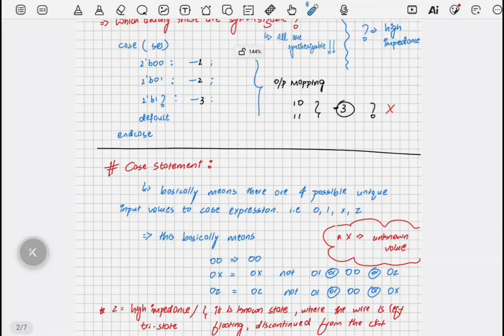Okay, I think I will move forward. Basically, in the case statement, you need to know about the X. X is considered an unknown value, whereas Z is high impedance. Question mark is treated as high impedance. Okay, question mark is not don't care. This is the basic thing you need to know.